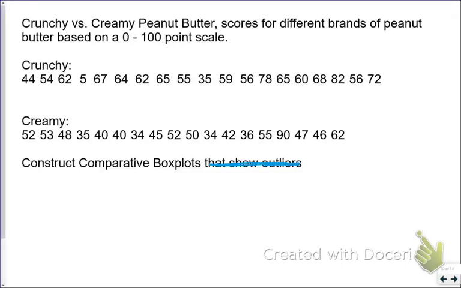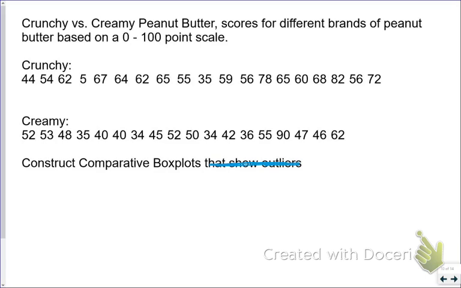This is a problem constructing comparative box plots. Thought we'd talk about a really controversial topic, crunchy versus creamy peanut butter. I think we all know which one is better. We'll see in a minute when we look at the box plots, see which one was voted better.